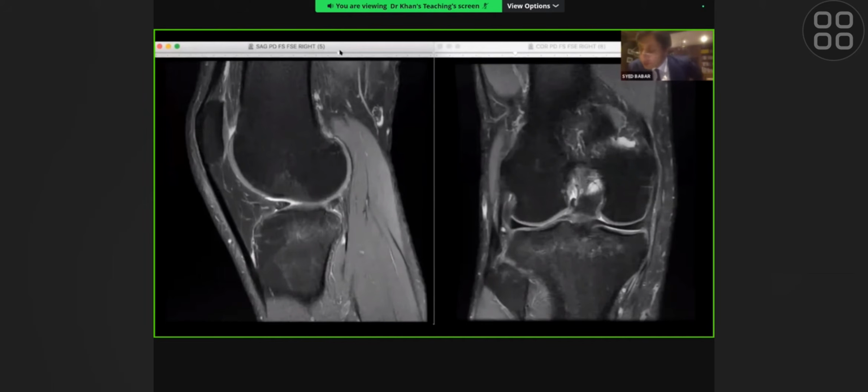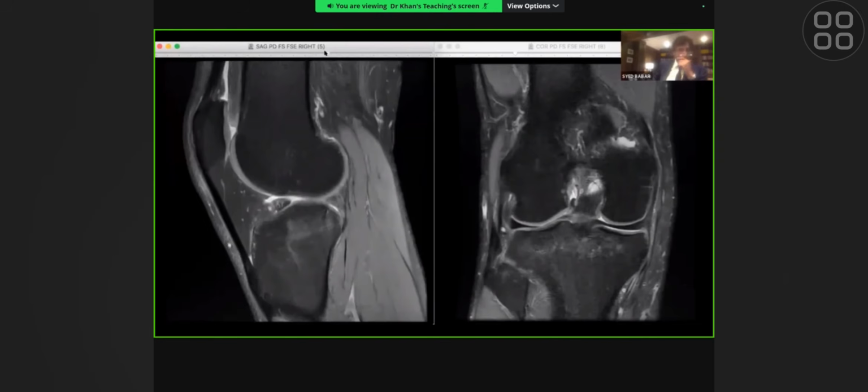The candidate 1 already has the control. So what I'm going to do is just give you a little bit of history. So this patient is a young patient, 24 years of age, and presents with a twisting injury whilst playing football. So this is the MR scan of the knee that we've been given, and here you go.